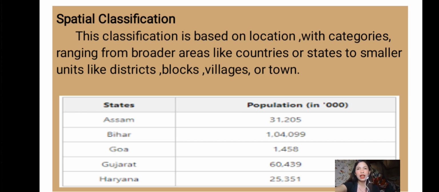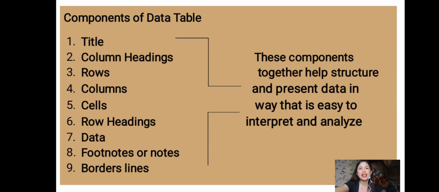Makikita mo talaga kung ilan ang population sa Assam, Bihar, Goa, Gujarat, and Haryana. So that is a spatial classification. So next is components of data table.